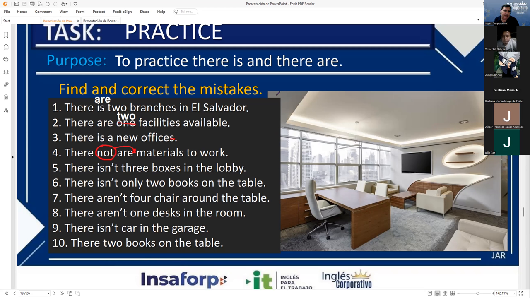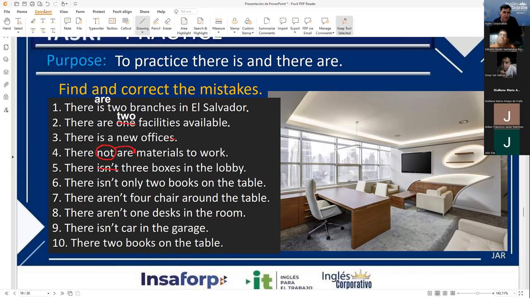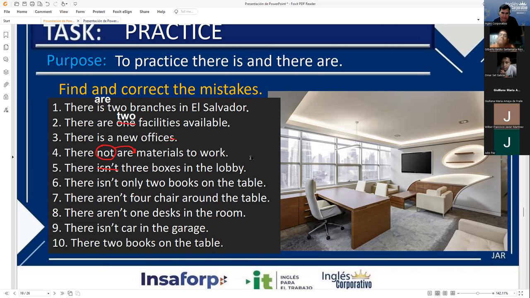Number five. There isn't three boxes in the lobby. There aren't. Exactly. Somebody told me, teacher, lobby is lobito. No. Okay, no lobito. Okay. Perception. Yes. All right. So there aren't three boxes in the lobby. Okay. What about six?